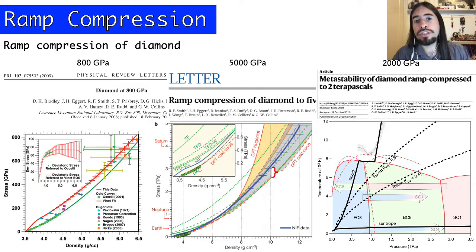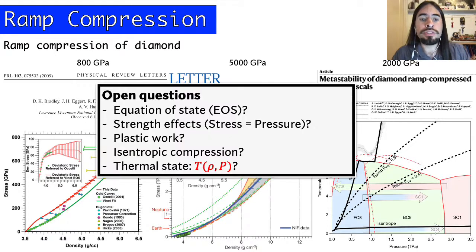So a number of questions remain open. For example, do we actually know the equation of state of diamond at these conditions? How are we modeling the strength effects, what is the effect of plastic work on ramp compression? Are we following an isentropic path during ramp compression? And more importantly, what is the thermal state of diamond as it is ramp compressed?